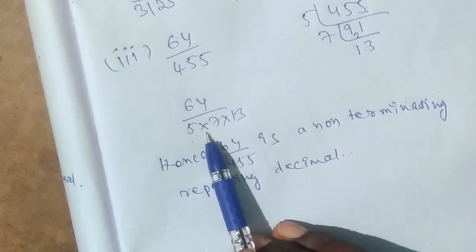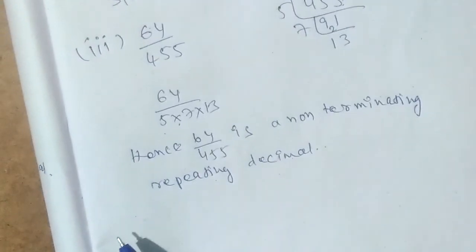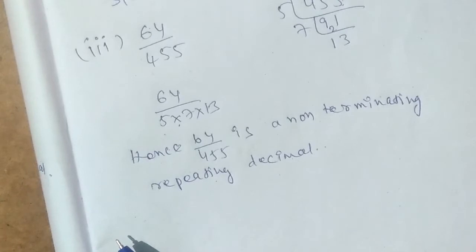Instead of this, if you have other factors also there, which is a non-terminating repeating decimal. Are you understood? Instead of 2 and 5, if you have other factors also present in that factorization, which fraction is non-terminating repeating decimal.